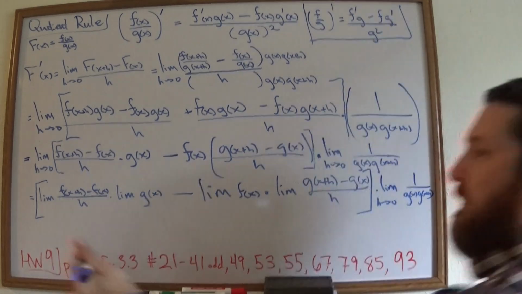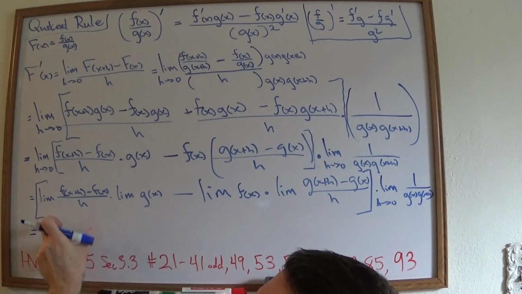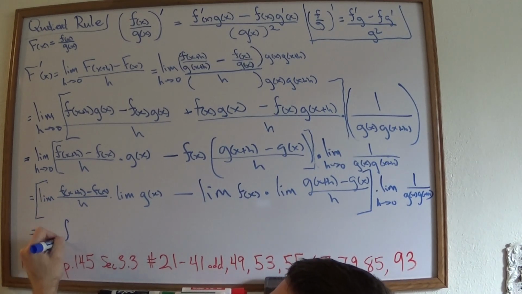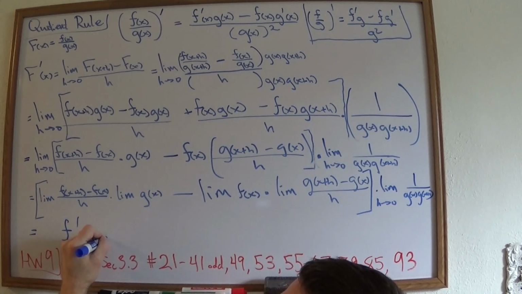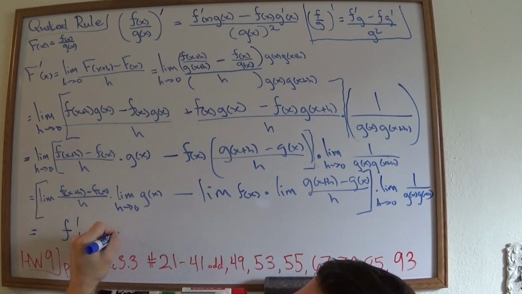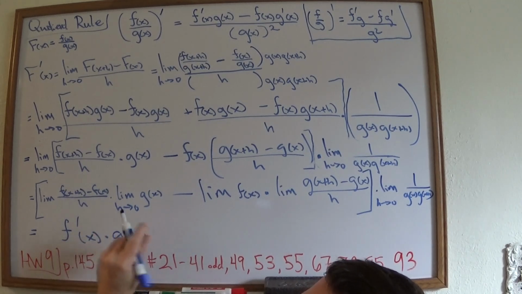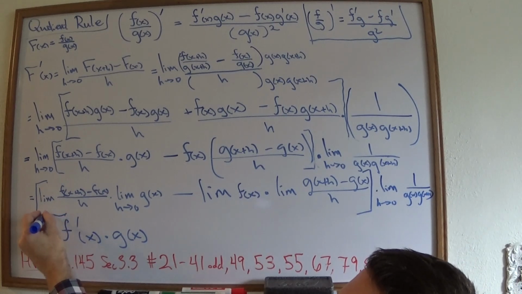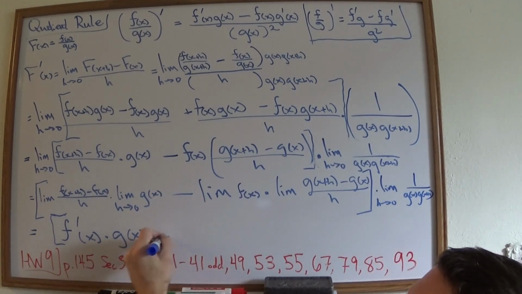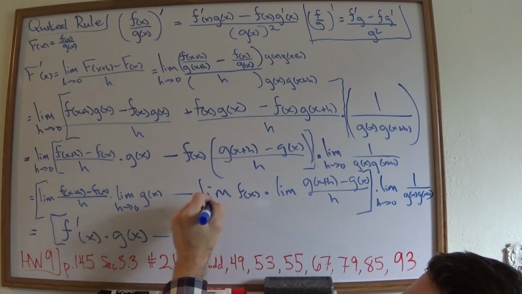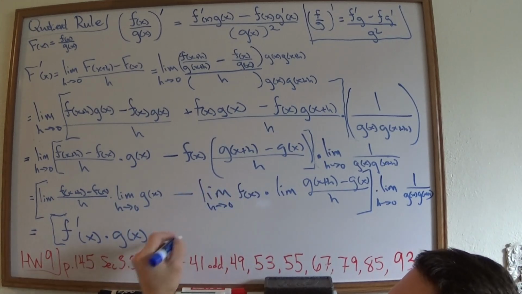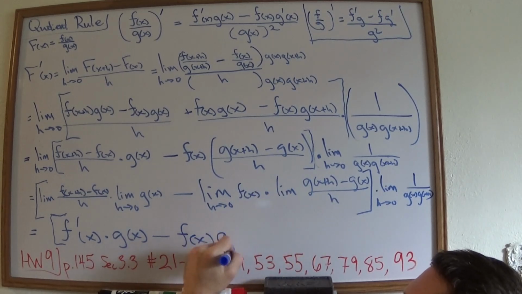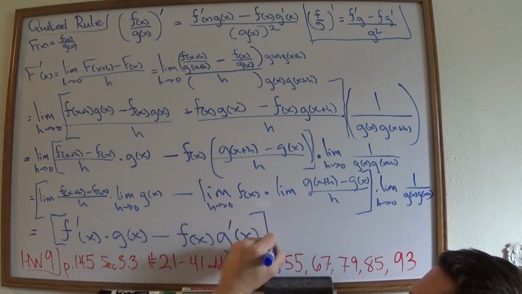Okay, now, finally. That gives us, what's that? That's just the derivative, f prime of x times just g of x, because it's a constant as far as that's concerned. Here's my brackets, don't want to forget my brackets. Minus, that's just f of x, because x does not care about h, so that's just f of x times g prime.